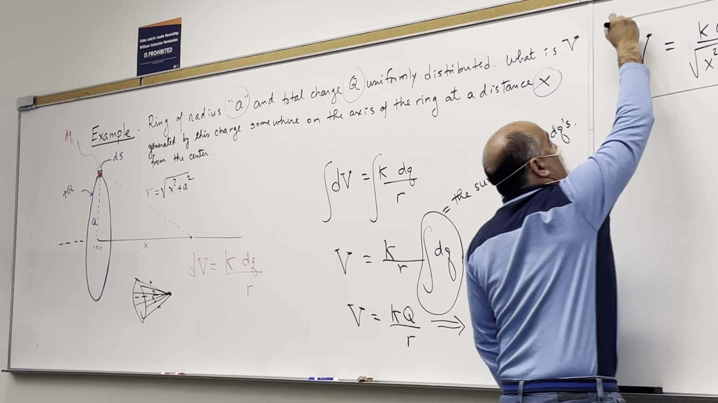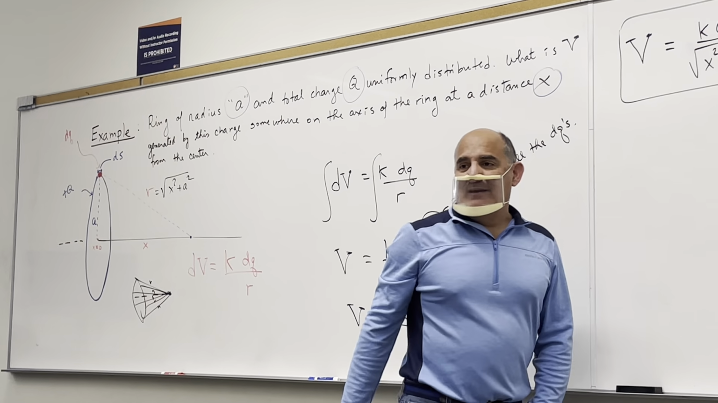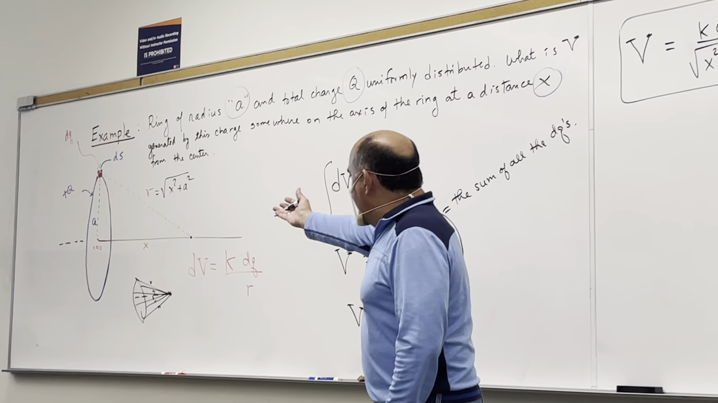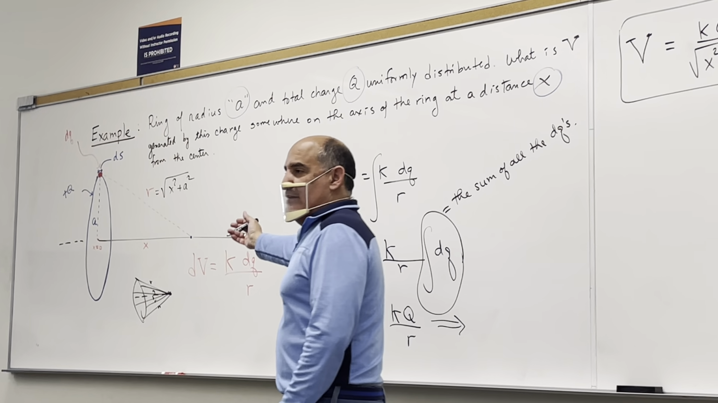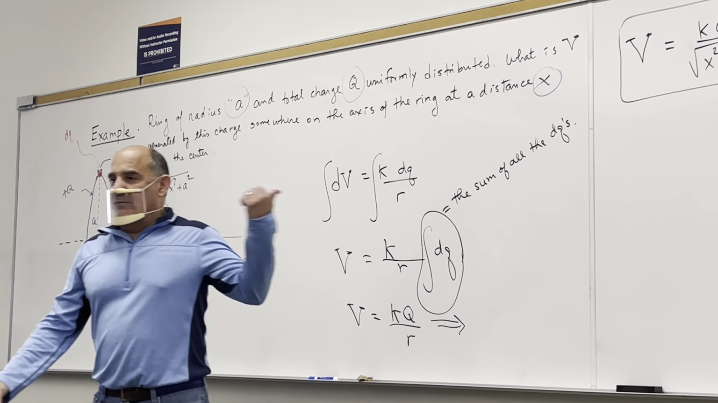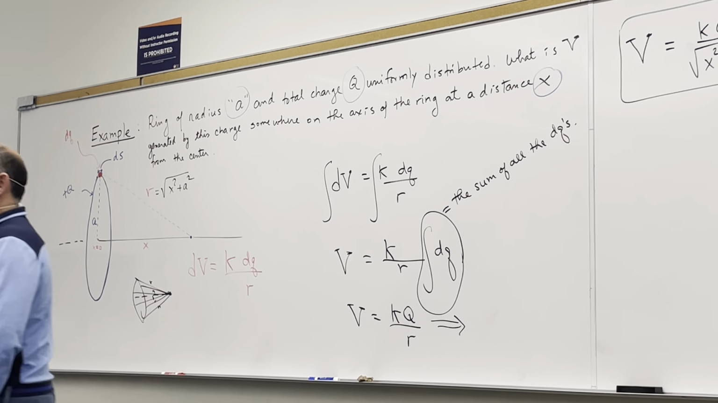So you can think of this V as a function of x. You tell me x, just tell me how many meters away from the center of this ring you want me to calculate the electric potential. I'll plug it in there and I'll tell you what the electric potential is.